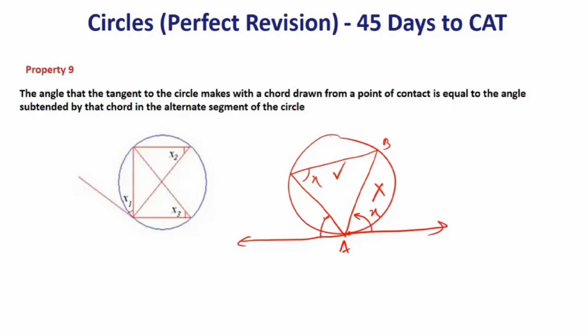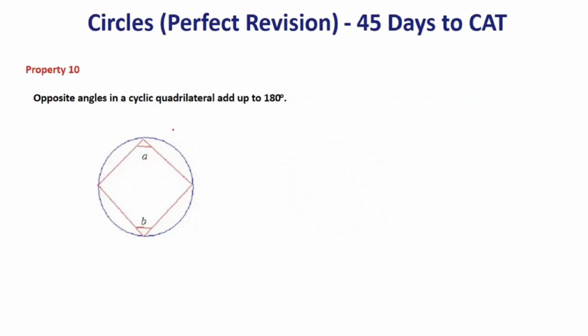Similarly, let's say this angle y, the angle made by this chord AC and the tangent, will be the same angle that the chord will make not in the same segment but in the alternate segment. So this angle will be equal to y. So that is the alternate segment theorem.